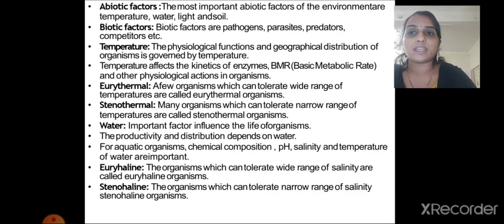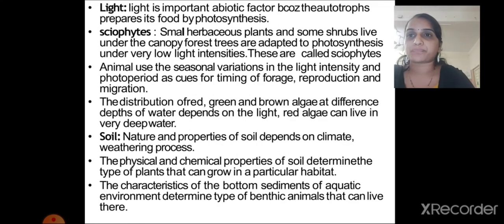Next is stenohaline. The organism which can tolerate a narrow range of salinity, meaning not extreme salinity, they will tolerate only a very narrow range, meaning an average range of salinity. Salinity means saltiness of the water. Such organisms are called stenohaline organisms.